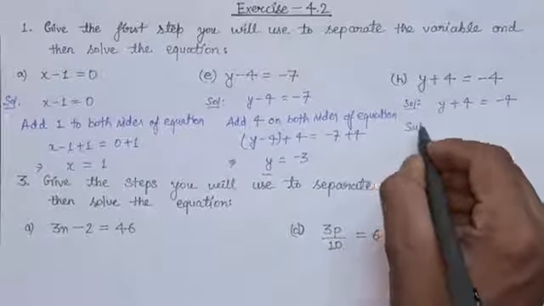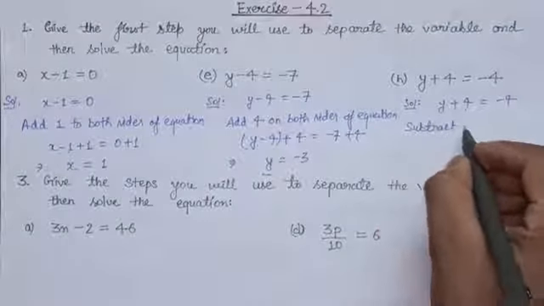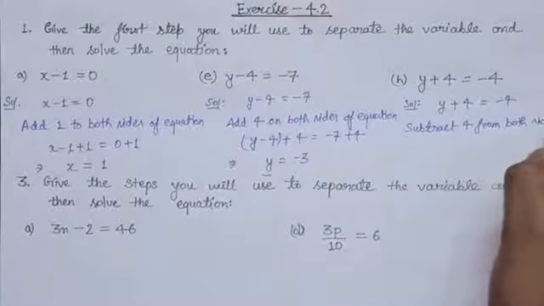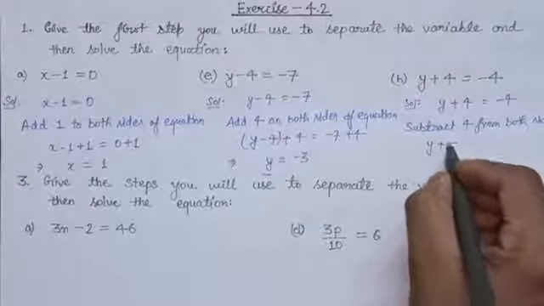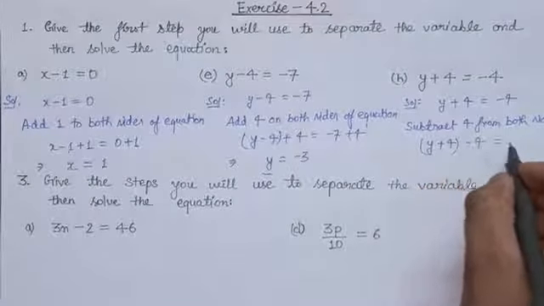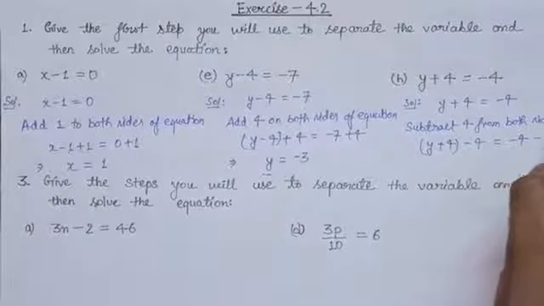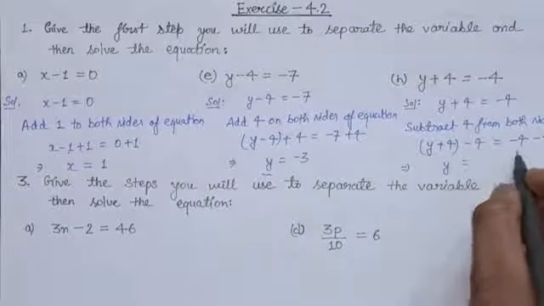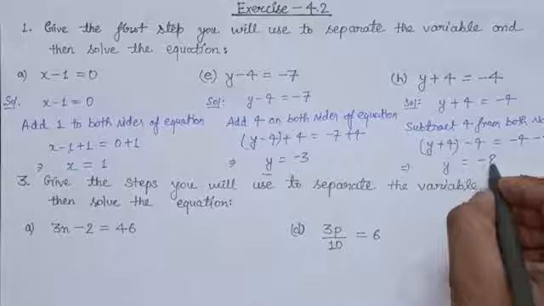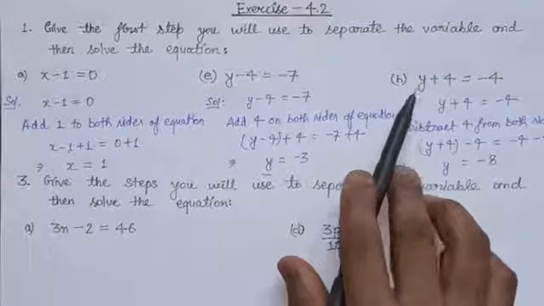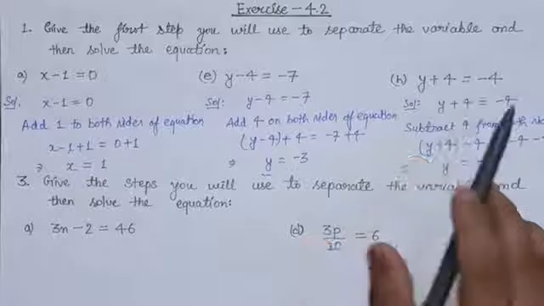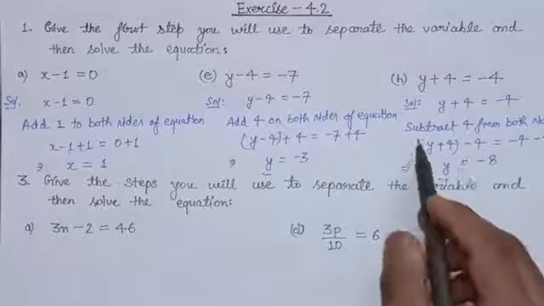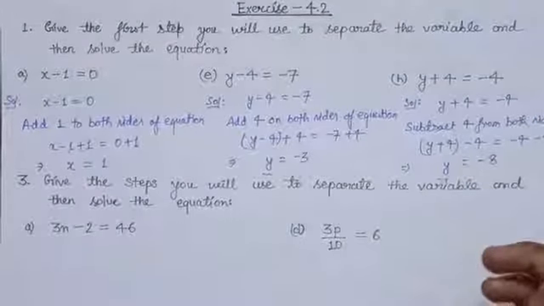So our step is subtract 4 from both sides. So what we can write, y plus 4 minus 4 is equal to minus 4 minus 4. So it implies that y plus 4 minus 4 is equal to y, and here we have minus 4 minus 4 is minus 8. Now you can see that we have reduced the equation y plus 4 equals minus 4 such that we have only the variable y on the left hand side. So our step is that subtract 4 from both sides.